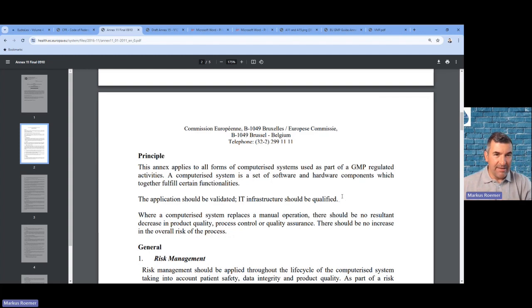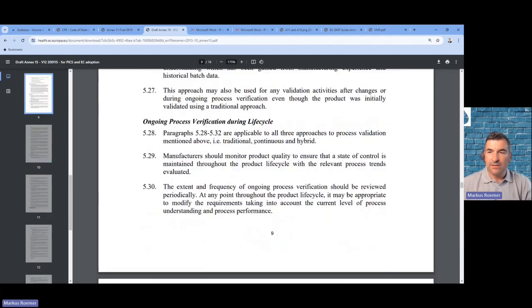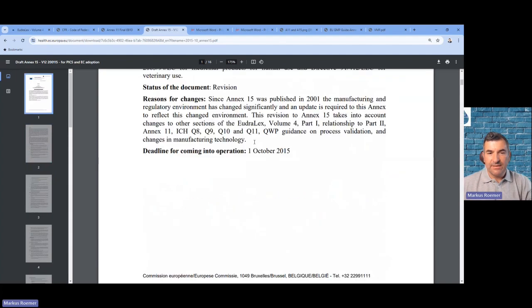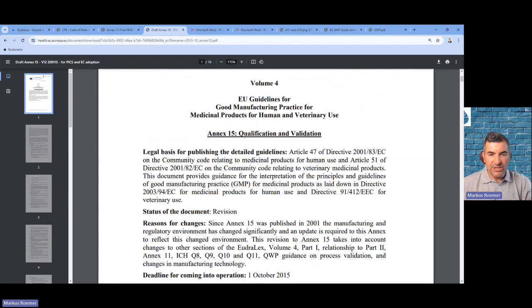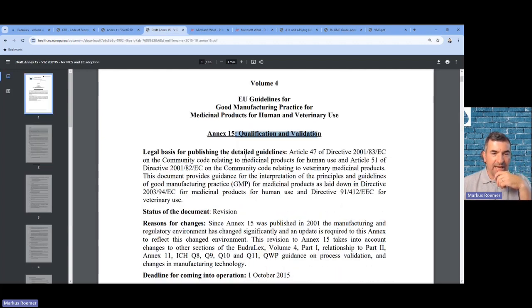Anyhow, this is Annex 11. And then we also have Annex 15. In Annex 15, it's called, wait a second, we go to the top, Qualification and Validation. So the question is, why was the computerized system not put into Annex 15? Because here in Annex 11, we say we must validate the application, the IT infrastructure should be qualified, and then we have here Annex 15.